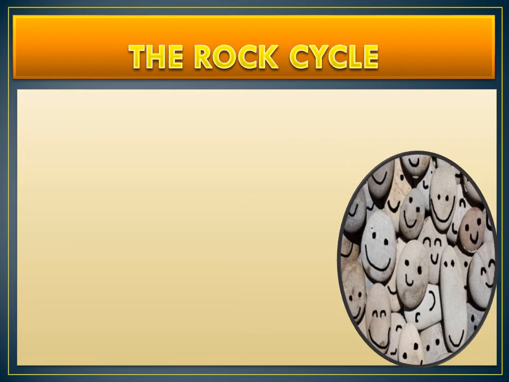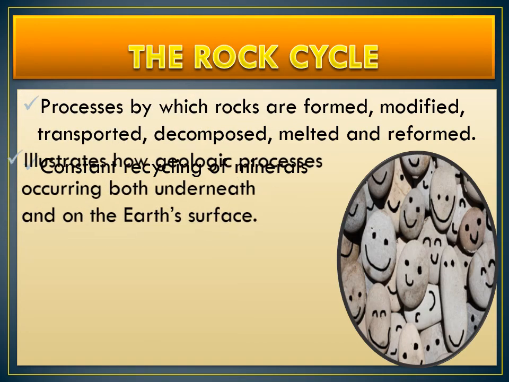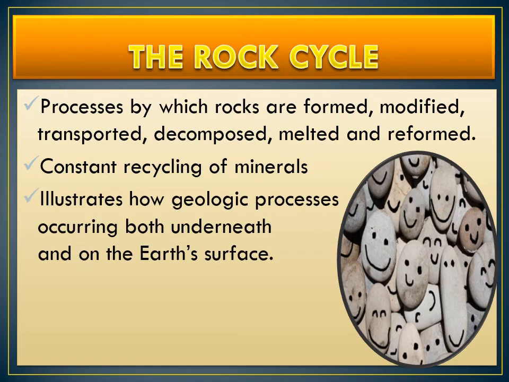I know some of you are wondering what will happen to the three types of rocks as time goes by. Well, the rock cycle can explain the process. This model can describe all the processes by which rocks are formed, modified, transported, decomposed, melted, and reformed. It can also tell us about the constant recycling of minerals, and it can illustrate how geologic processes occurring both underneath and on the Earth's surface change a rock from one type to another.